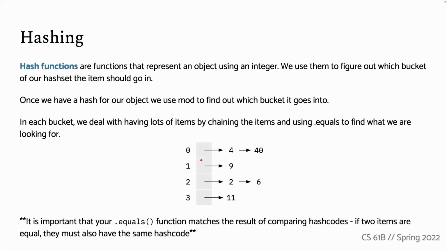This is an example of a hash table. And here we have 4 buckets. So let's say these are all of our hashes. And so 4 mod 4 is 0, so that's why it's in the 0 bucket. And 2 mod 4 is 2, 11 mod 4 is 3, etc. So that's how we figure out which bucket it goes into.